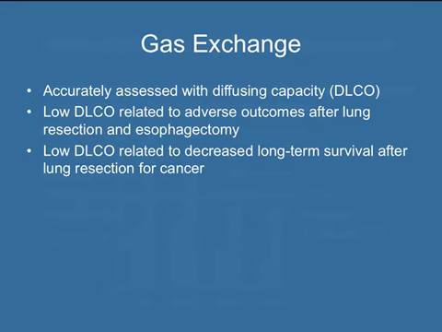DLCO is under-recognized as an important determinant of outcomes after major thoracic surgery, including lung resection and esophagectomy. It is not generally known that DLCO is also an important independent determinant of long-term survival after major lung resection, having an effect similar to age and cancer stage.